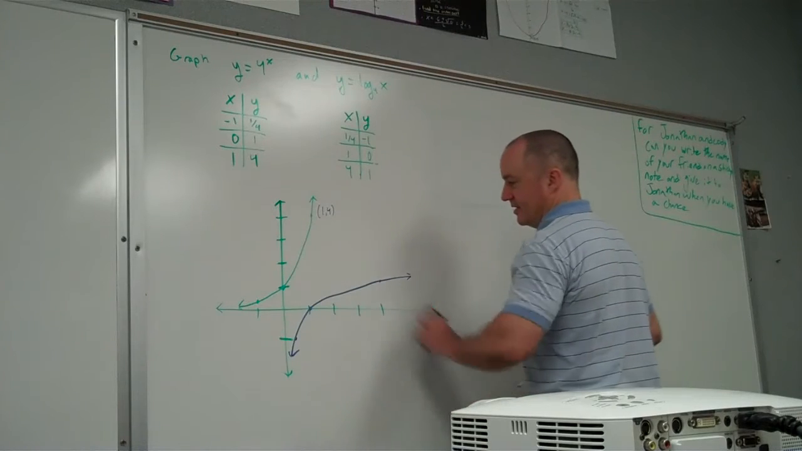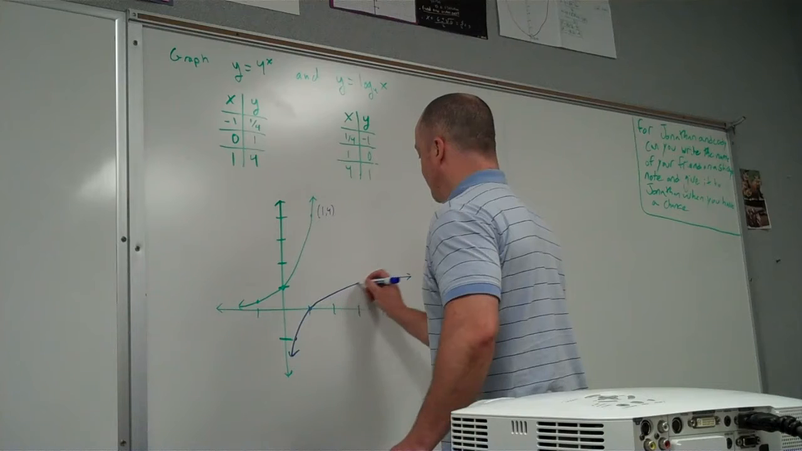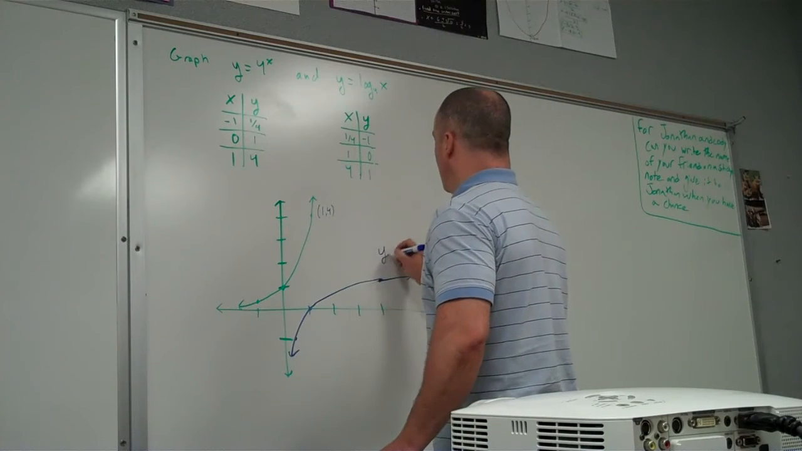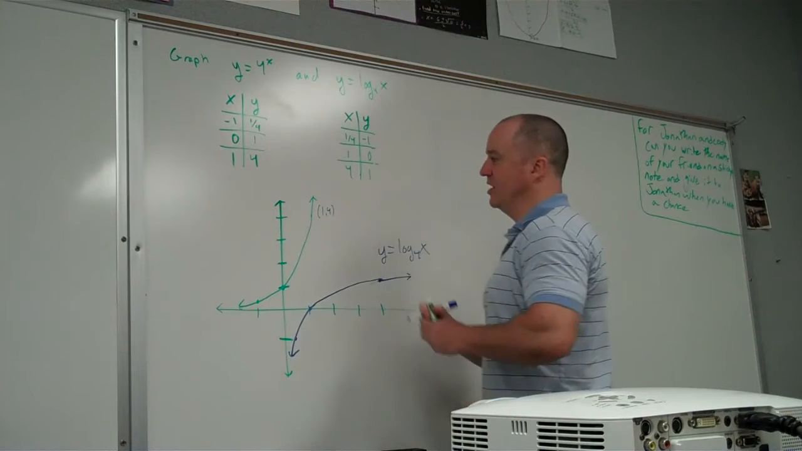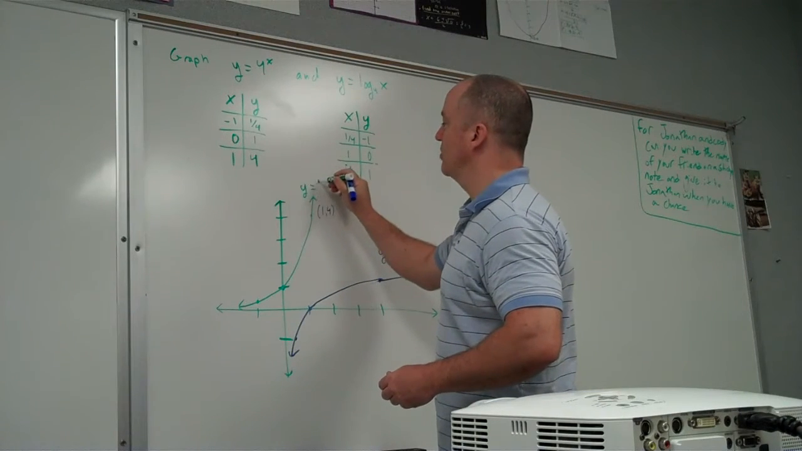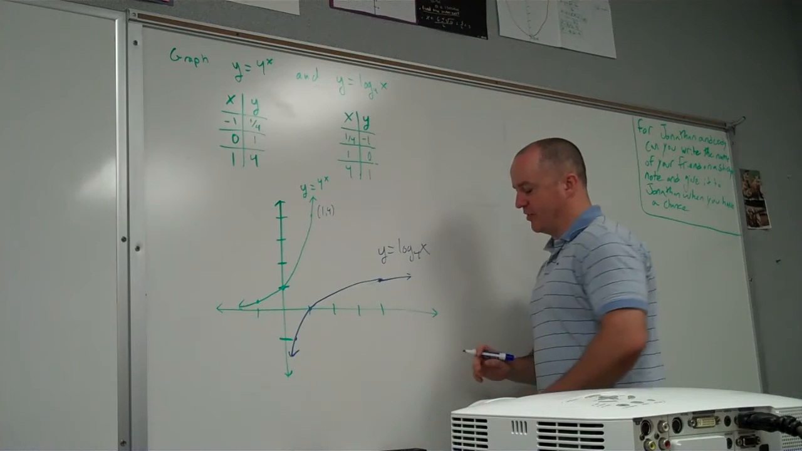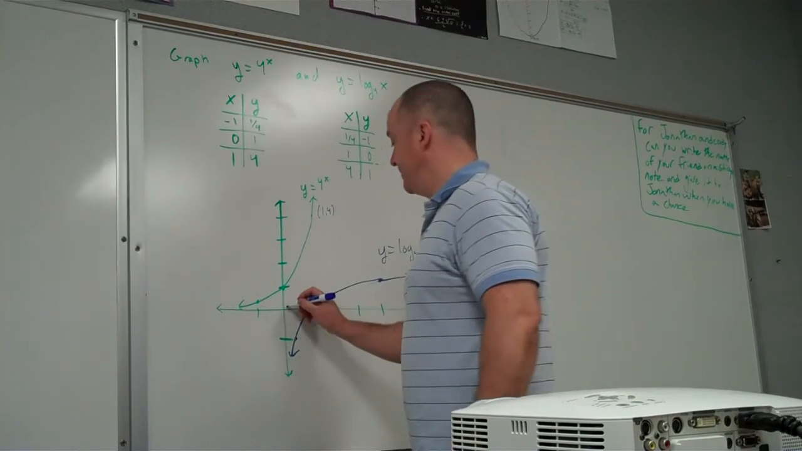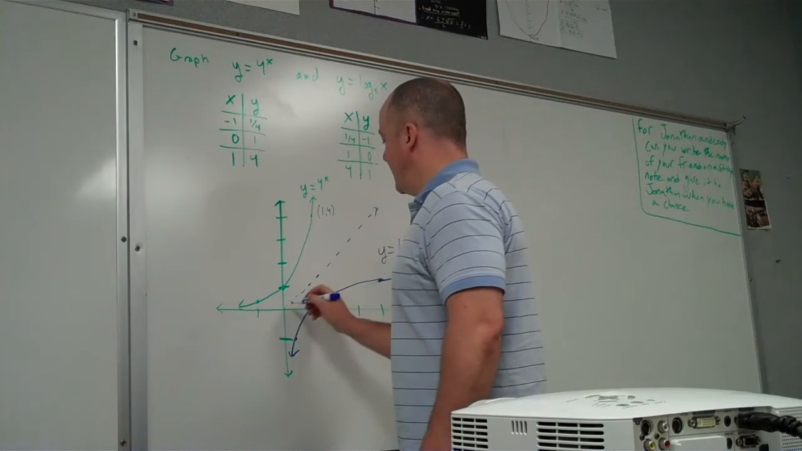Is it always going to be like that? Hold on. Is that the second one, the blue one? The blue one is y equals log base 4 of x. Oh, right. The green one is y equals 4 to the x. They're always going to be inverses, which means they're always going to be across from each other, reflections about the line.